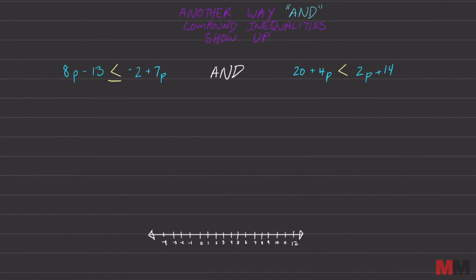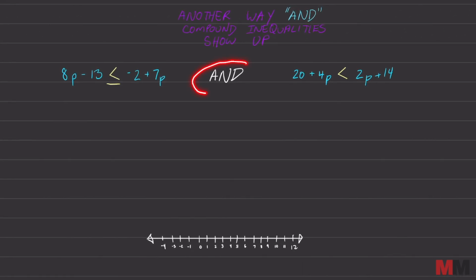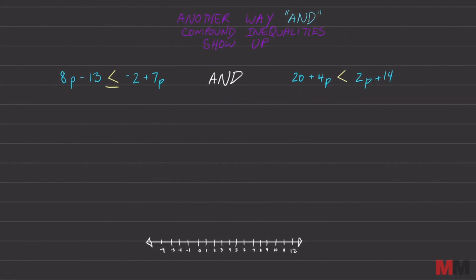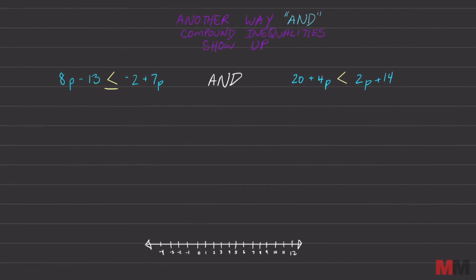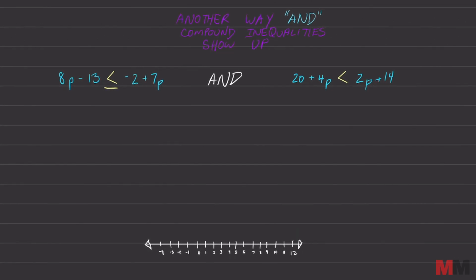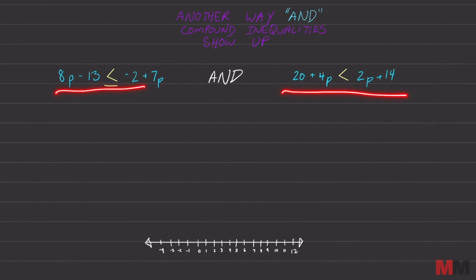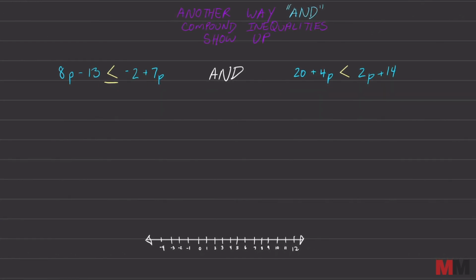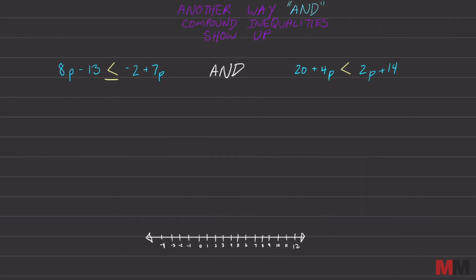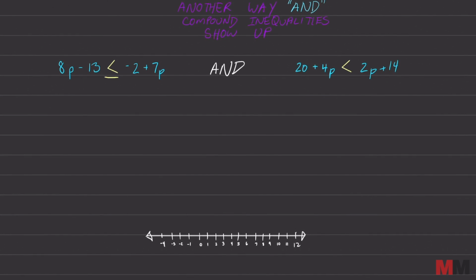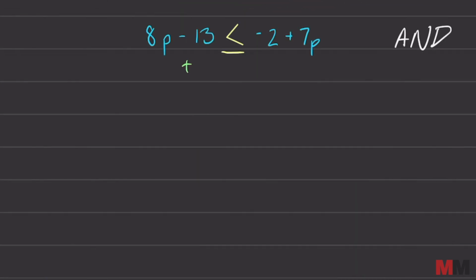Sometimes this compound inequality will have the word "and" in the middle. So this time, you don't even have to split up the equations. They are already split up for you. First part is just to solve each inequality. We'll start with the left by adding 13 to both sides.